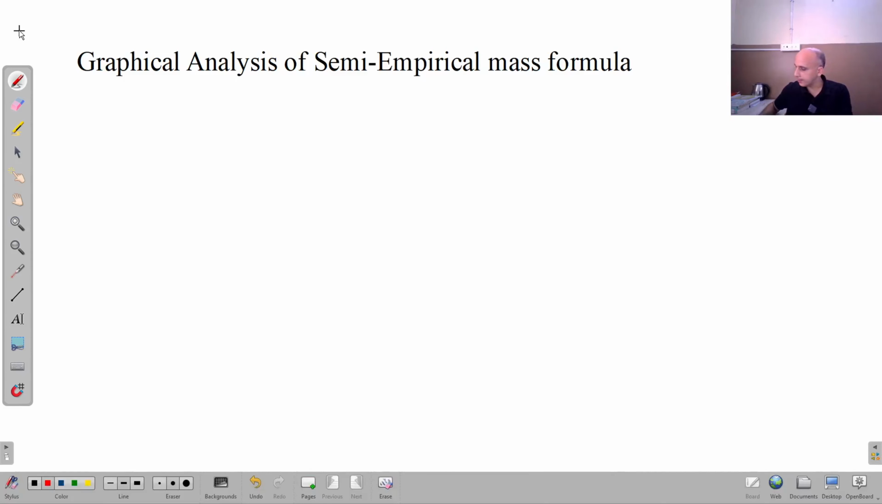So in this lecture, I am going to extend the discussion on the semi-empirical mass formula, right? In the previous lecture, I derived the semi-empirical mass formula: M(A, Z), the mass of a nucleus with atomic number Z and mass number A, is equal to Z times the mass of proton plus (A minus Z) times the mass of neutron minus B, where B is the binding energy, or we can write B upon c squared.